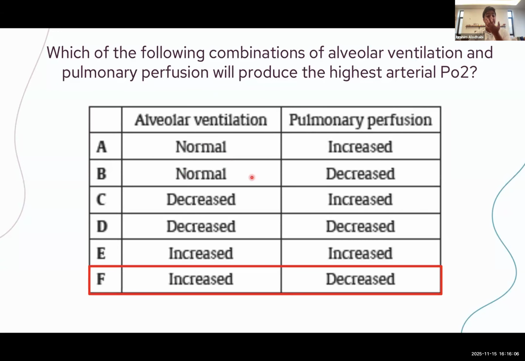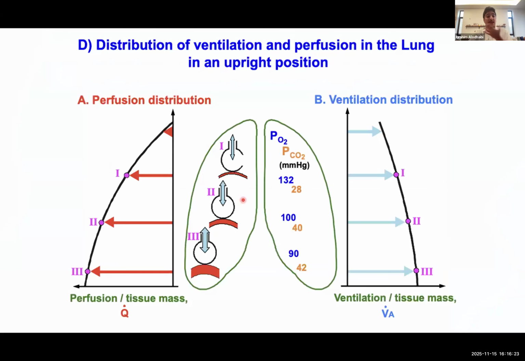So the answer to this question is F, where I believe, who is this? Hussein, you had the right idea here. This is the highest VQ ratio. So we're again talking about the VQ ratio, where we're looking at the ventilation and the perfusion. That takes us back to this same exact diagram, where the concept I explained is that ventilation being increased in an area where perfusion is decreased is going to lead to a higher arterial O2.